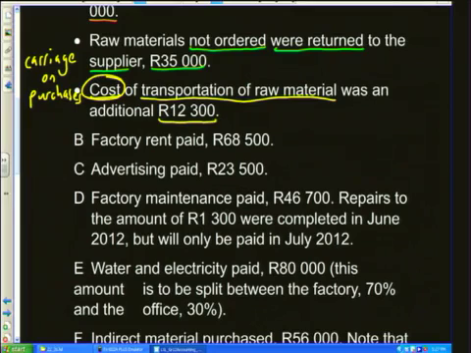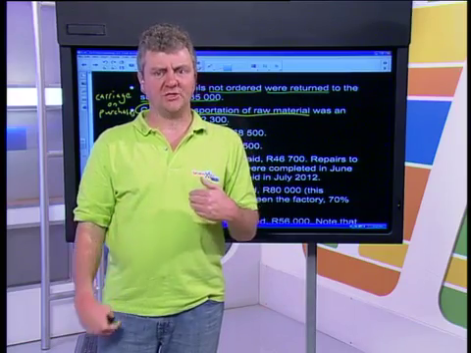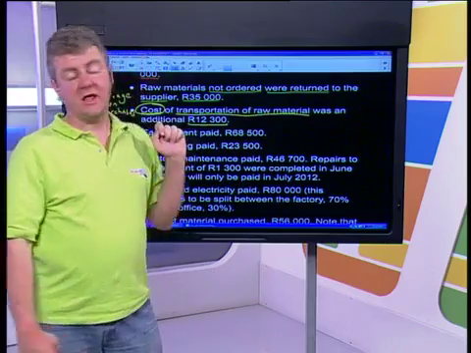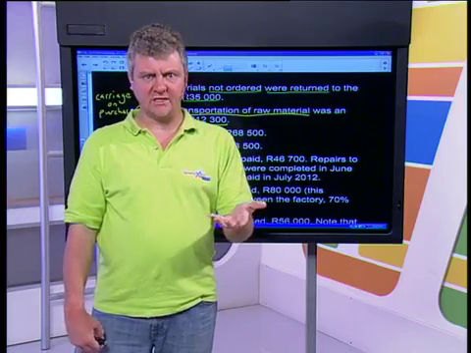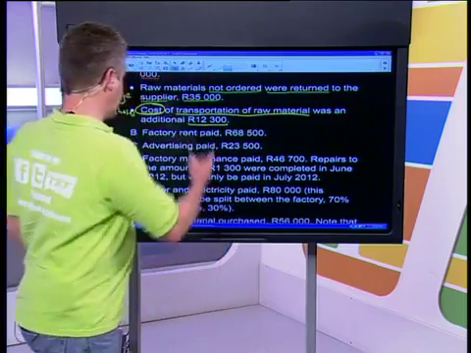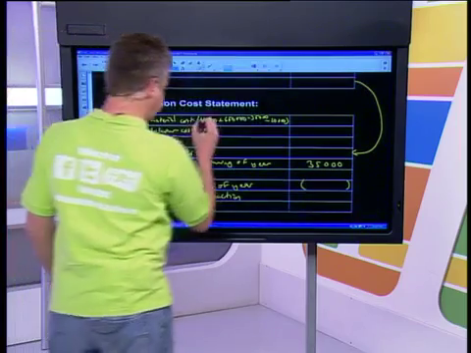Remember, when we're dealing with cost accounting, we need to include all of the costs that are necessary to get those raw materials to our factory. They are going to be included in the costs of the raw material. So that 12,300 Rand must be included as an additional purchasing expense to buy those raw materials. So I'm going to add that 12,300 here as well.